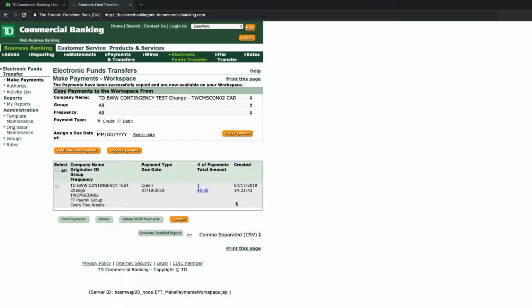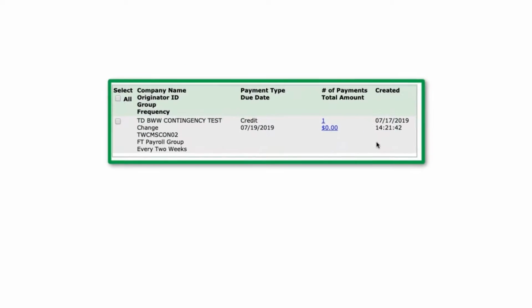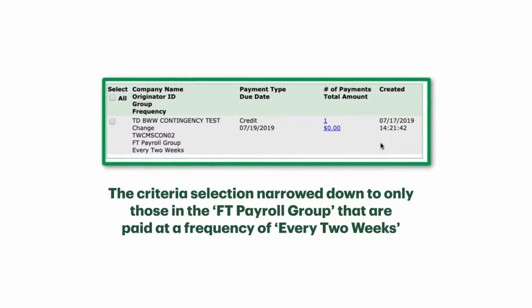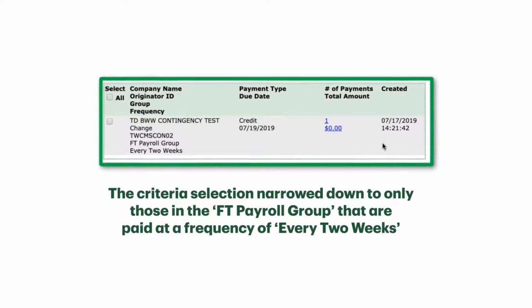Click on Copy Payments and notice the workspace updates to reflect the number of payments as one, even though we have two templates set up. The criteria selection narrowed down our templates to only those in the FT payroll group that were specified to be paid at a frequency of every 2 weeks.